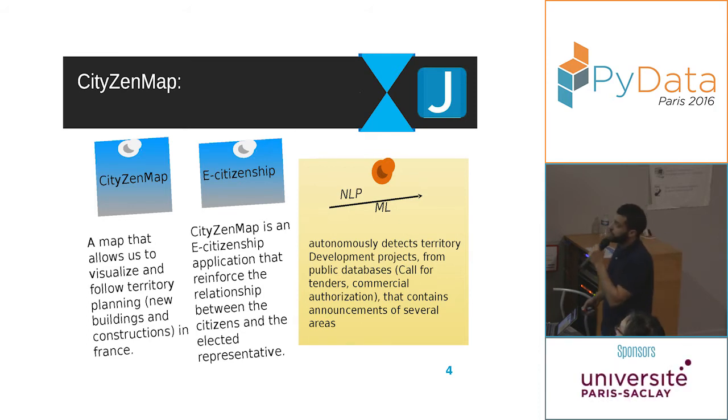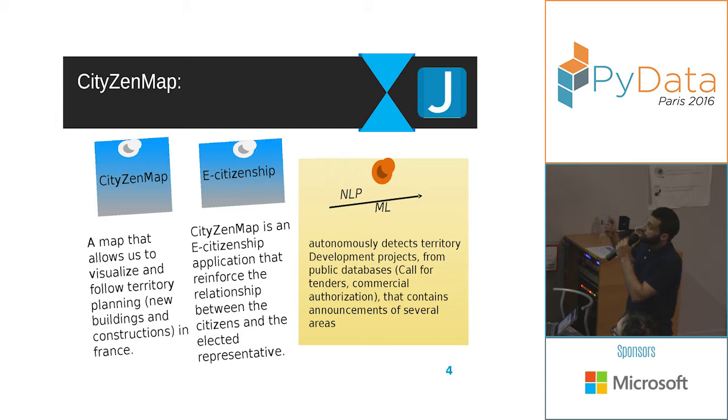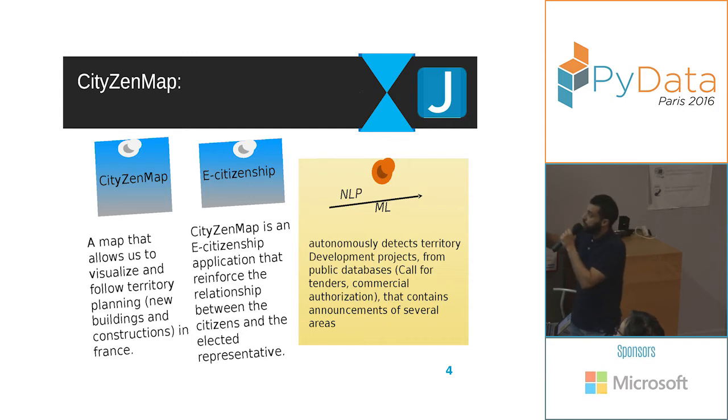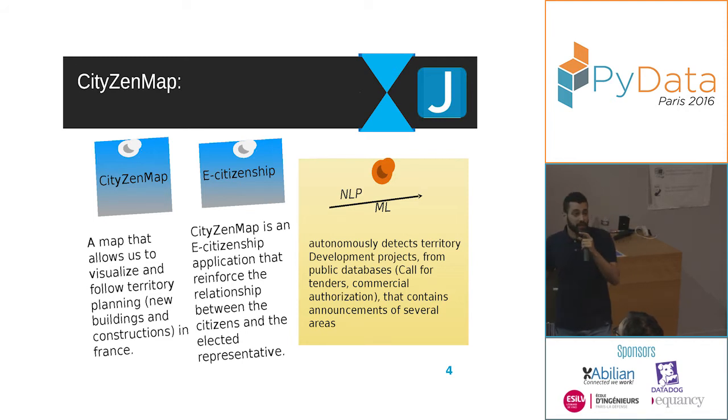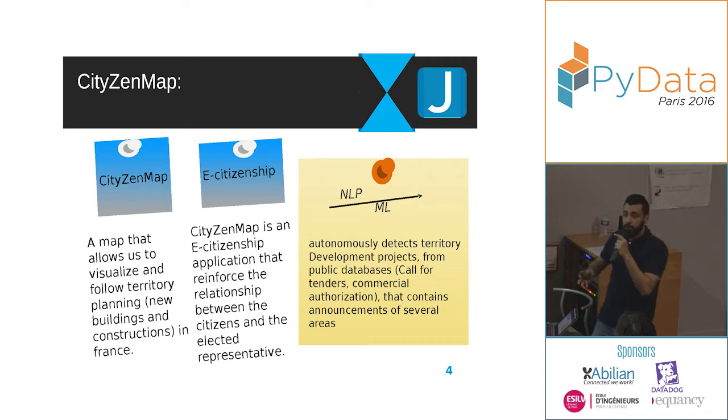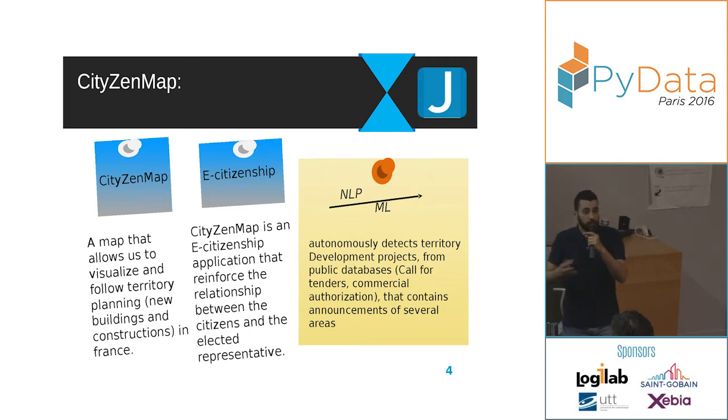How does it work? Using machine learning techniques and natural language processing, the application can autonomously detect territory developments from public databases, from call for tenders, commercial authorizations, and so on. Knowing that these kinds of databases contain a lot of announcements from different areas. For example, there are announcements about construction, about food, about IT.